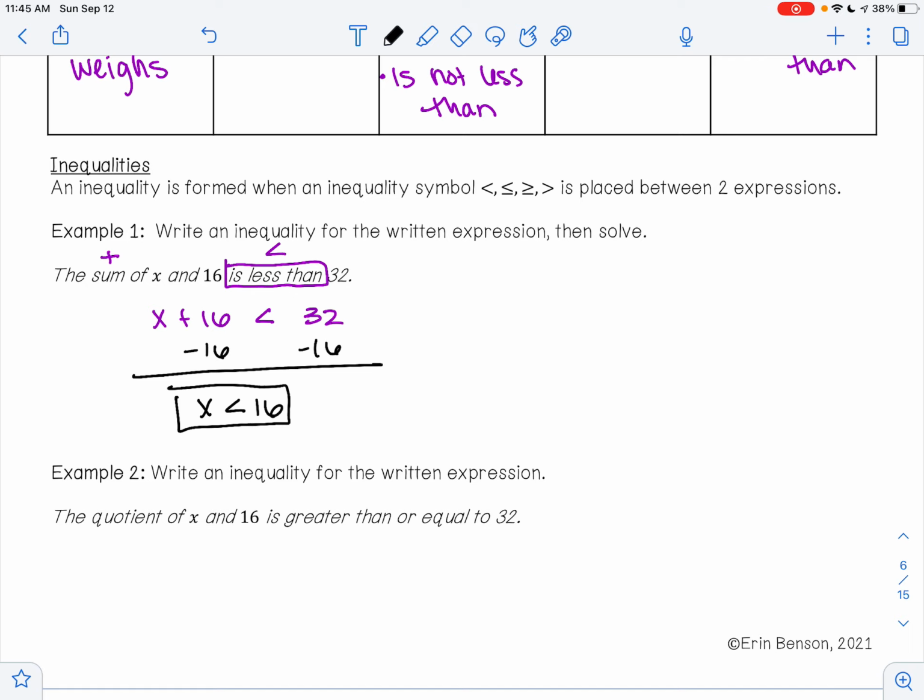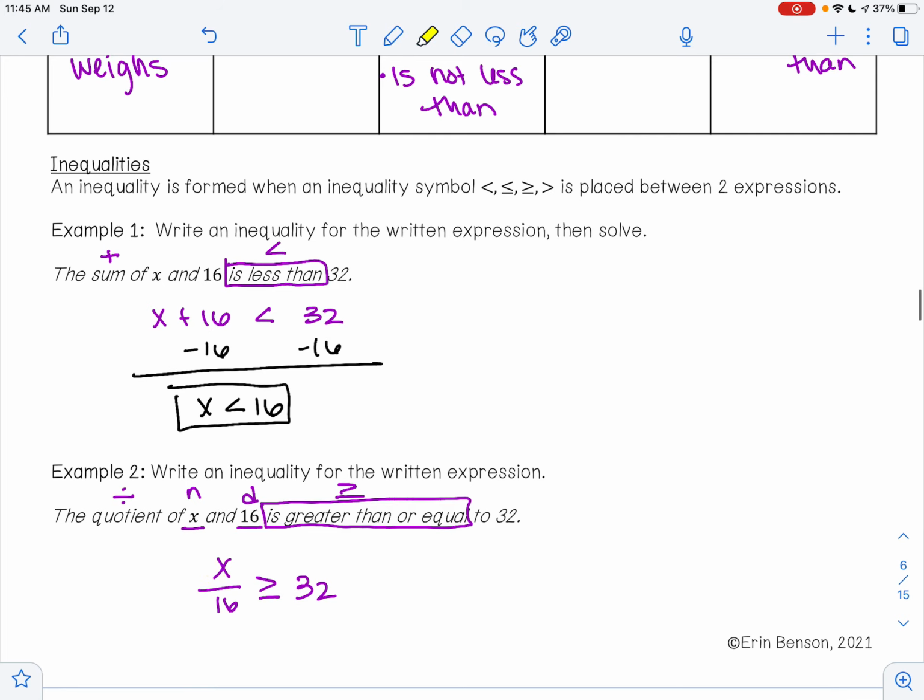For example 2, the quotient of x and 16 is greater than or equal to 32. Quotient means that you're dividing. Whatever comes first is your numerator, and whatever comes second is your denominator. So I'm going to have x divided by 16 is greater than or equal to, means that I'm using this symbol here, 32. So this is the inequality that we want to solve.